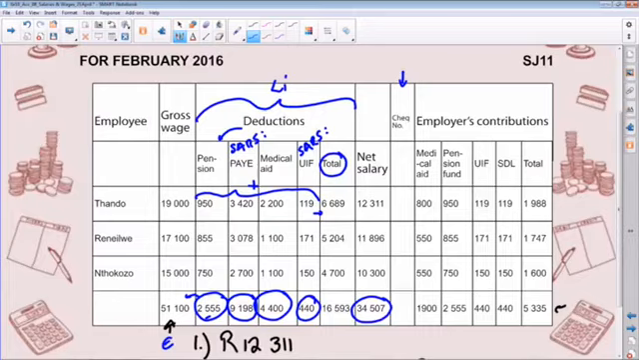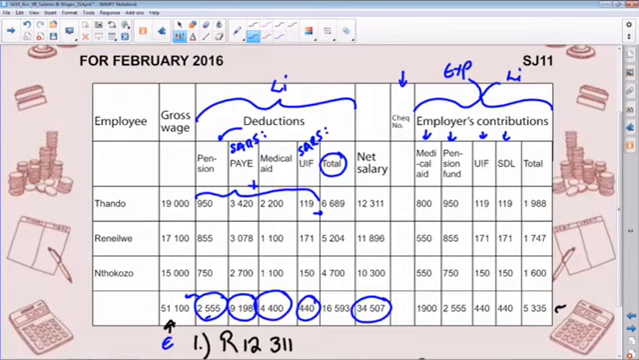Your next column will be your employer's contributions. Now, what you need to know about employer's contributions: I have an expense side, but as well a liability side. So therefore, for every column here, except your total column, I will have an expense, because we have extra expenses to employ these people, but we also owe an extra amount to the different institutions.